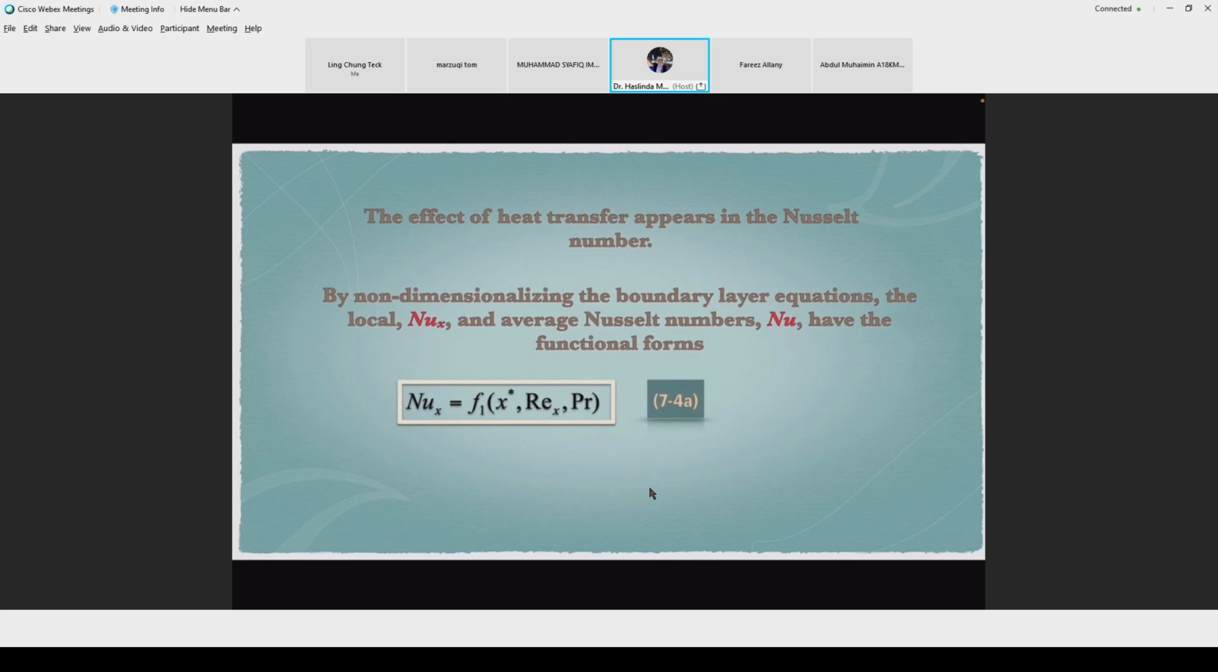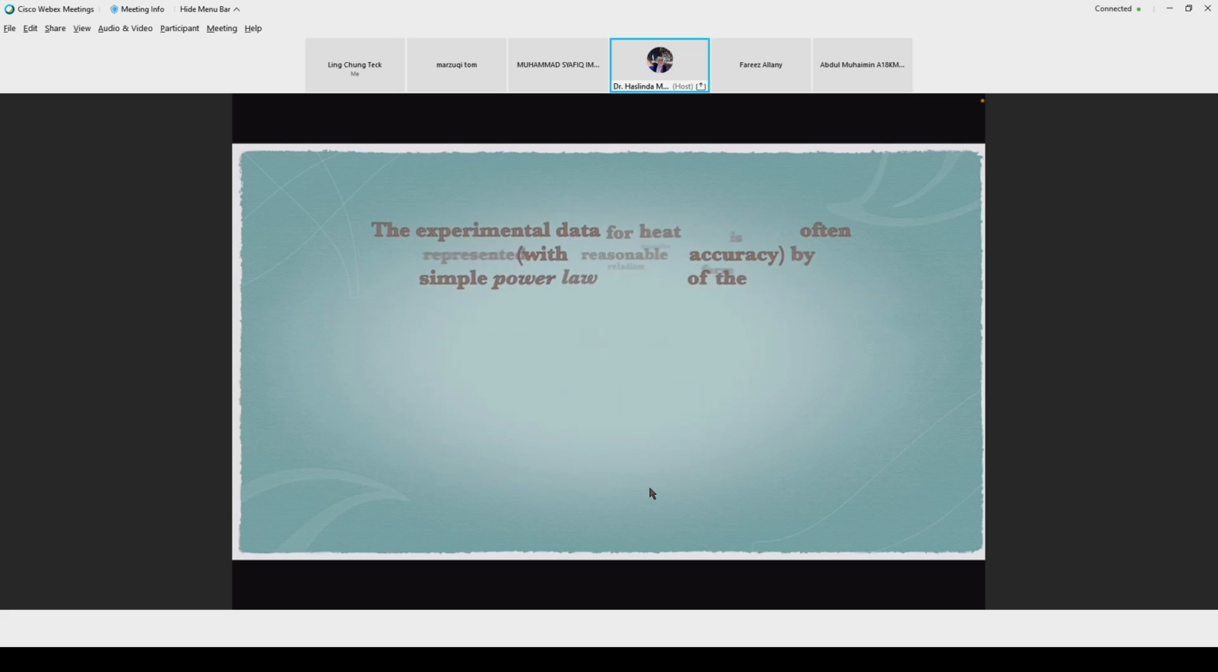Local, another one is average. That one I want you to understand. Local meaning that at a specific location. Average is for the entire flat plate.